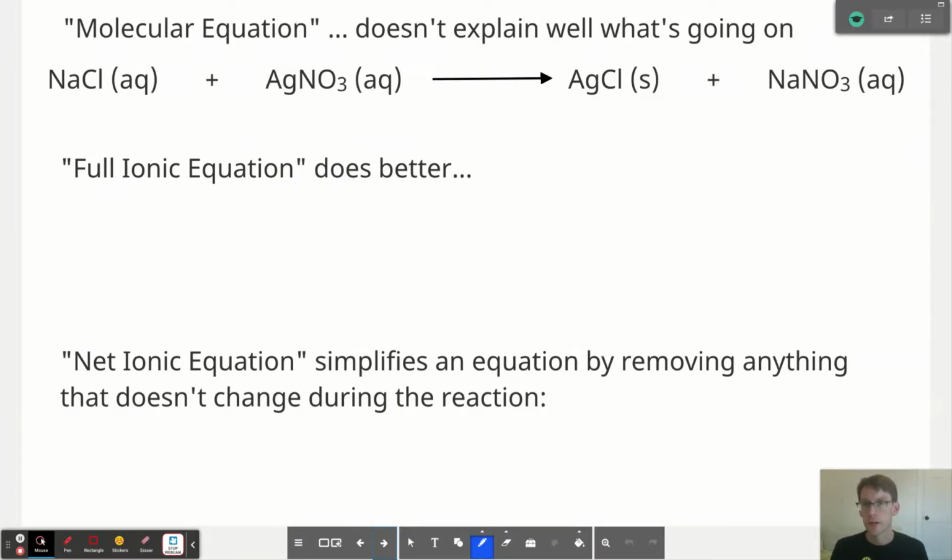So better than the molecular equation is the full ionic equation. What I'm going to do is show really what we have as reactants. We don't have sodium chloride floating around and silver nitrate floating around. We've got sodium ions, Na plus aqueous, plus Cl minus aqueous, plus silver plus, which is aqueous, plus NO3 nitrate minus, which is aqueous.